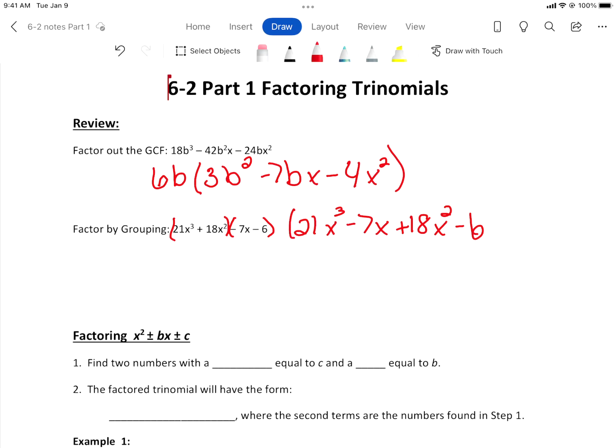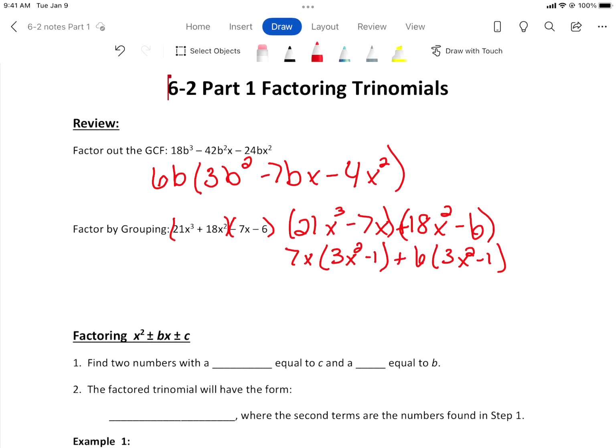So then we group the first 2 together, and what do they have in common? A 7 and an x, right? So we'd break out 7x, 3x squared minus 1. Remember, if you take everything out, you have to have a 1 there. Our second set has a 6, so plus 6, 3x squared minus 1.